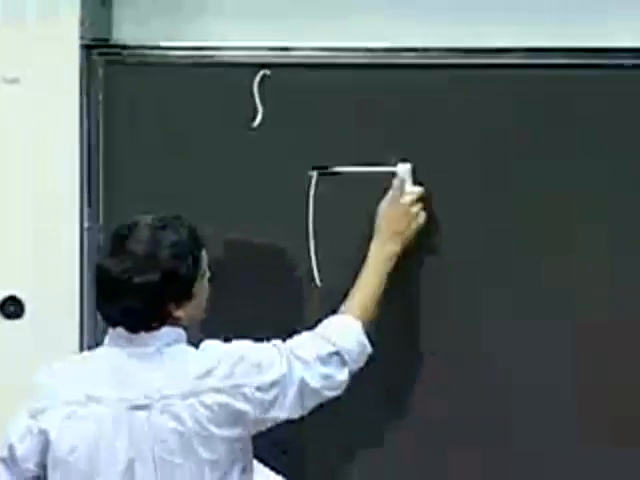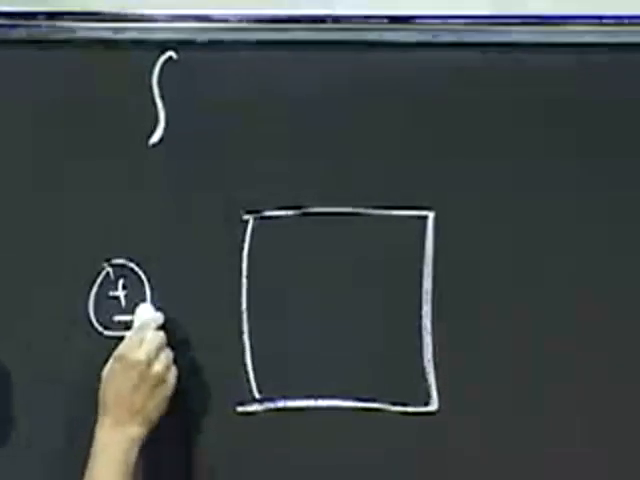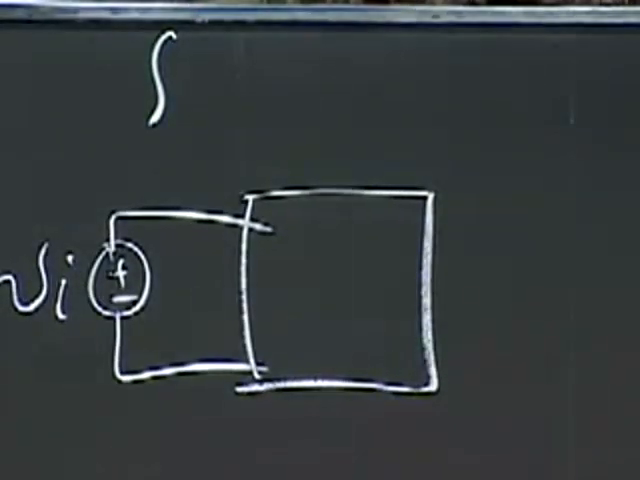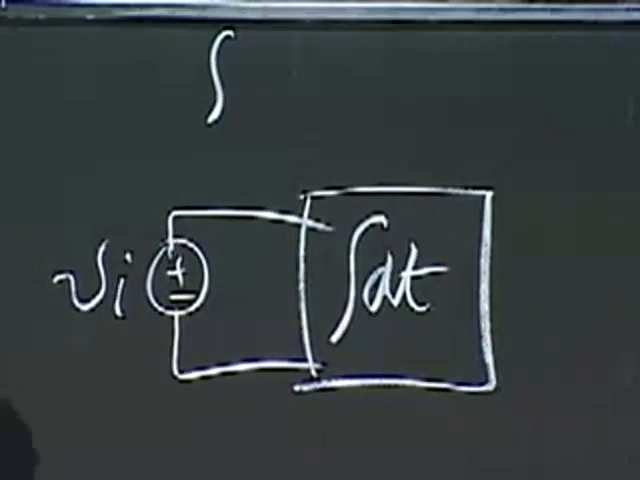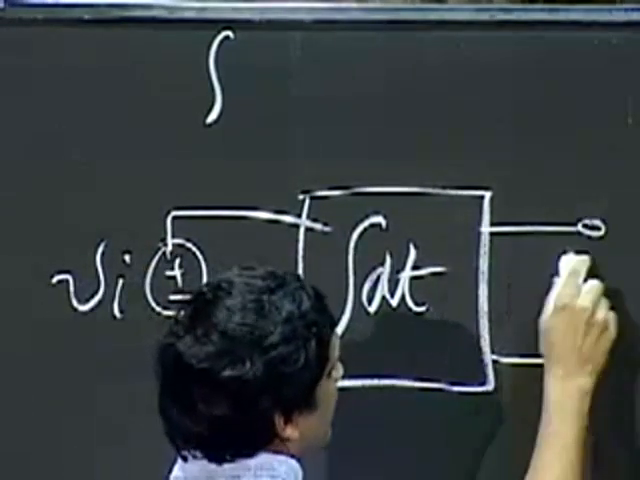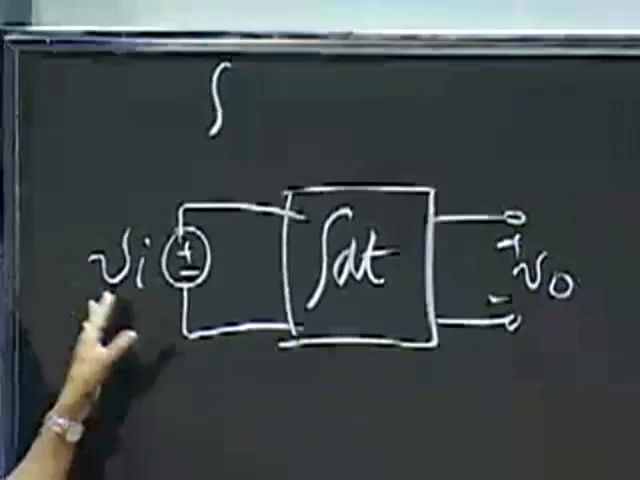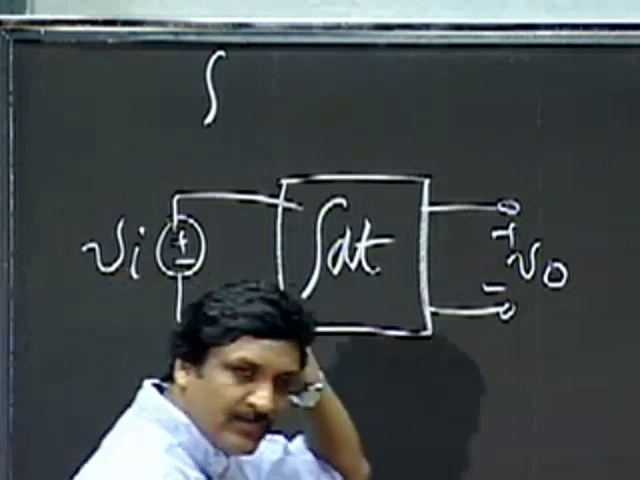So abstractly, I need to build this box, which, when fed a VI, I want that box to integrate and give me a VO, which is VI integrated over time. That's what I want to build. So how do I go about building it?